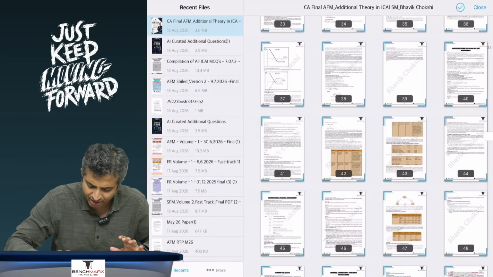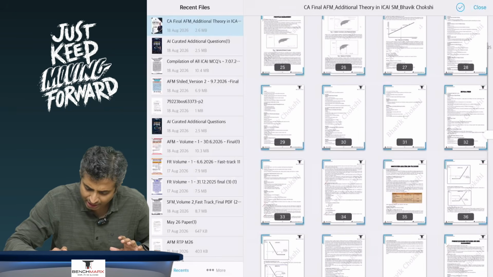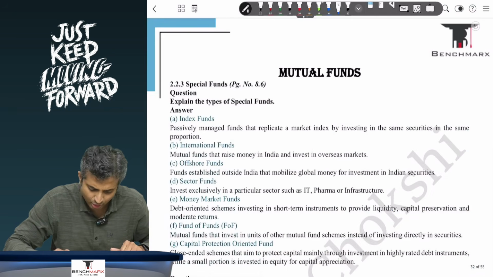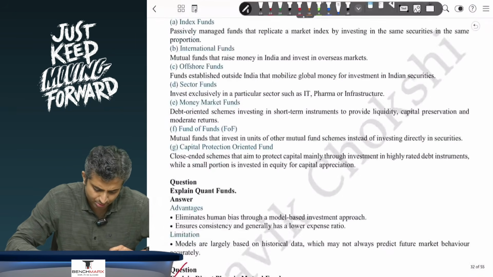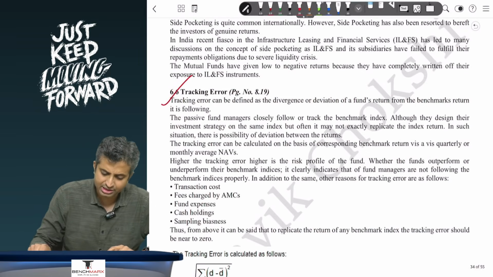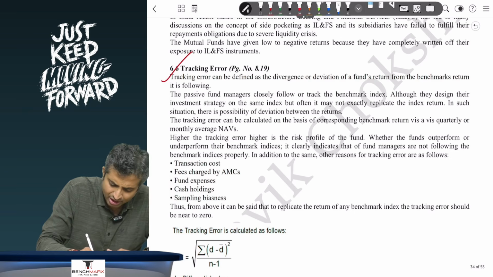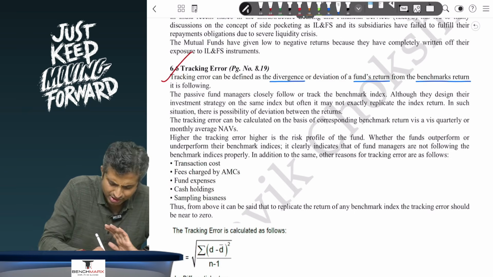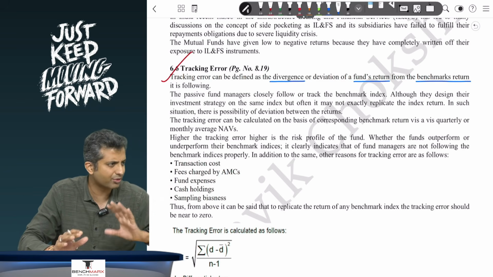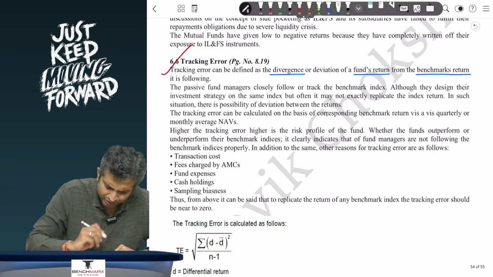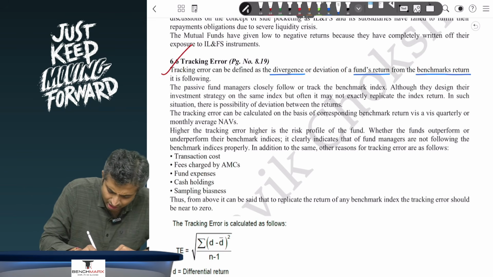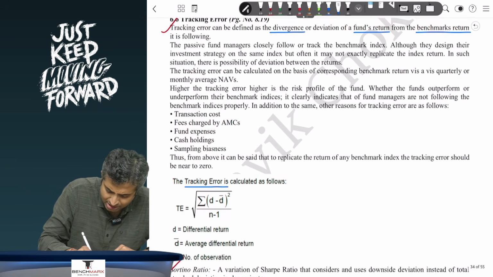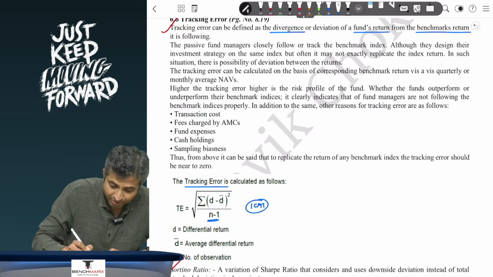Just a second, where is the mutual fund chapter? Okay, this is mutual fund. If I look at mutual fund, in this case, there is this tracking error. The entire theory can be defined as a divergence or deviation of a fund's return from the benchmark's return. So this is the difference based for tracking error. There's a bit of theory, you can refer that. And the tracking error formula is defined as D minus D bar the whole squared upon N minus 1. This is what ICAI has printed, and I've even given you the page reference.